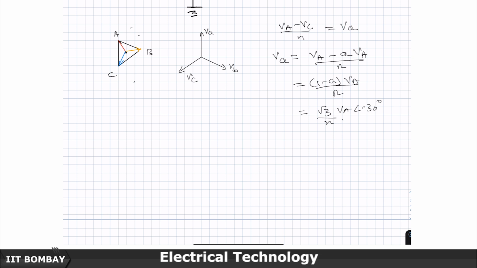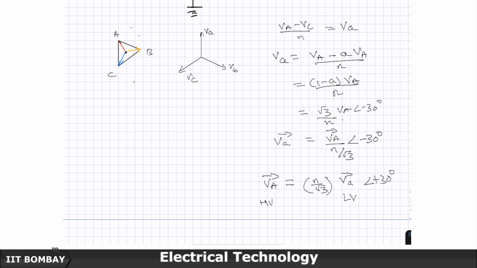So, in other words, small VA is capital VA divided by N by root 3 at an angle of minus 30 degrees, or to close it, capital VA is equal to N by root 3, this is HV side, this is LV side, at an angle of 30 degrees.